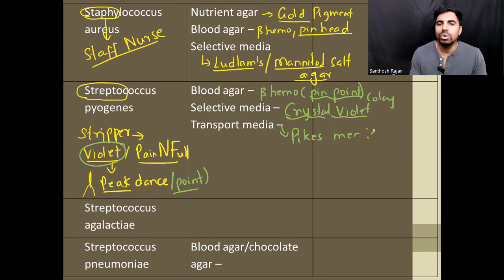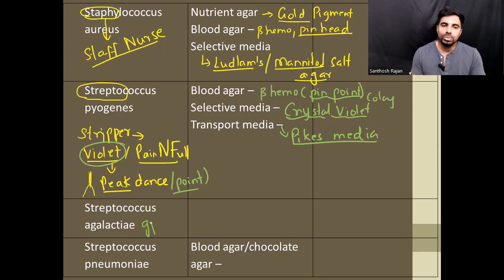Very, very simple. How can you forget a stripper story? I'm sure after this you will never ever forget it. Stripper Violet has a painful life and dances on the pikes. So: pinpoint colony, crystal violet, transport on Pike's media. Done. Finished.